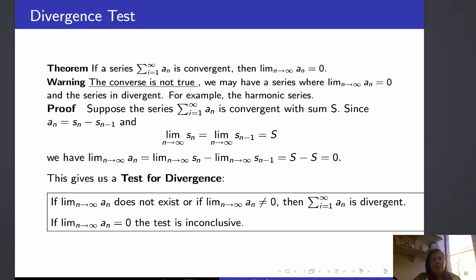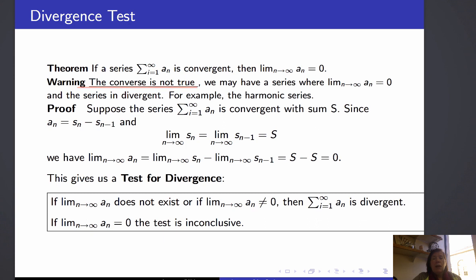Here's our first test for convergence or divergence of a series, where we decide on convergence or divergence without actually summing the series. If a series, the sum from 1 to infinity of a_n, is convergent, then the limit as n goes to infinity of a_n must be 0. I'd like to warn you here that the converse is not true.